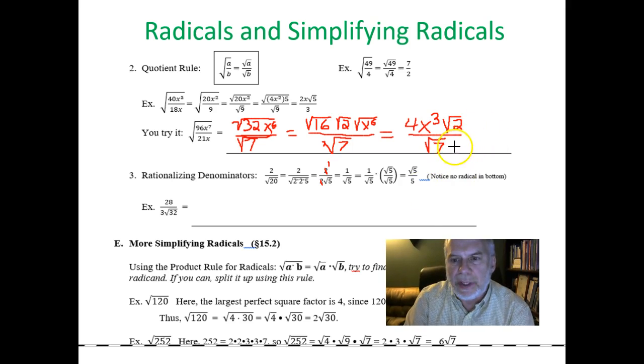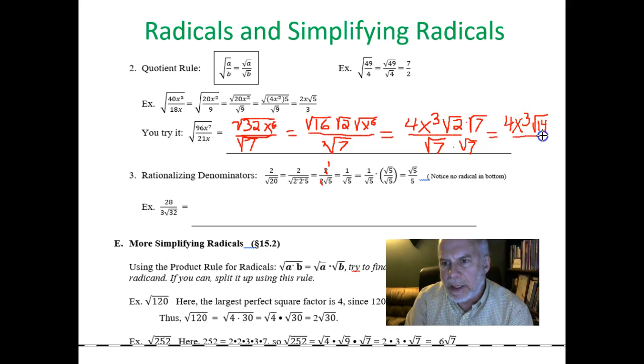Now I could have done that over here in this previous example. I could have multiplied the top and the bottom by the square root of 7. So I'm going to do that right now. And so we end up with 4x cubed times the square root of 14, because 2 times 7, both of them are inside the radical, so you can go ahead and multiply them back together, over just plain 7, because square root of 7 times square root of 7 is just plain 7. All right? But you can't cancel the 7 right here because one is inside the radical and one is not.